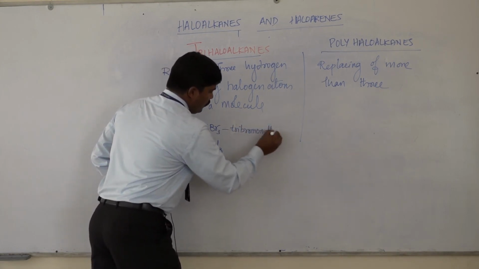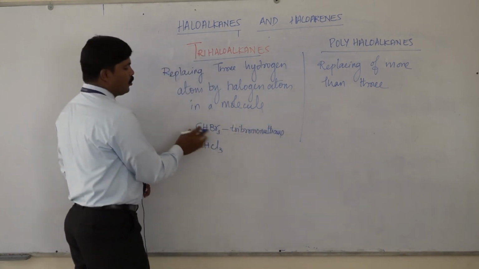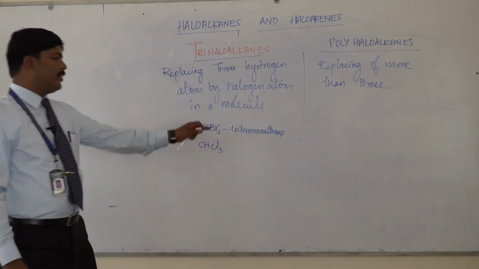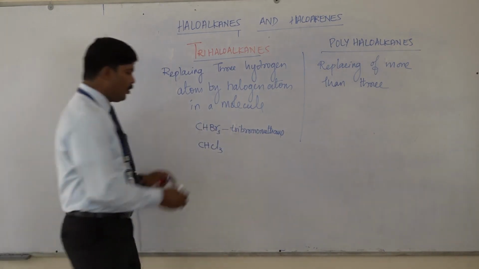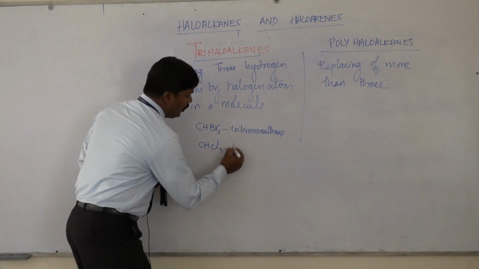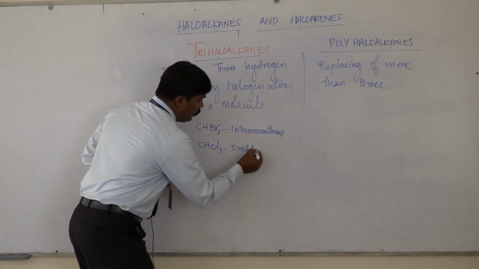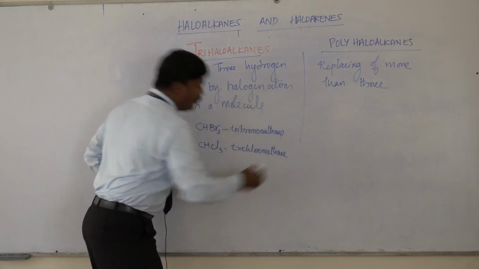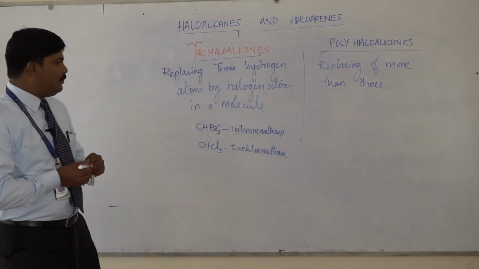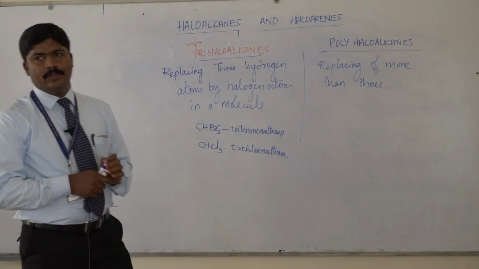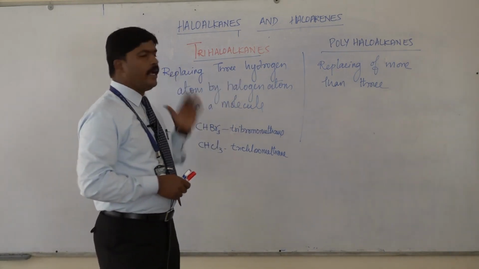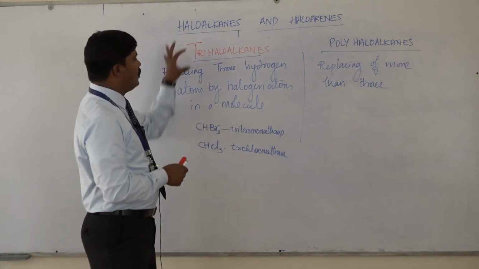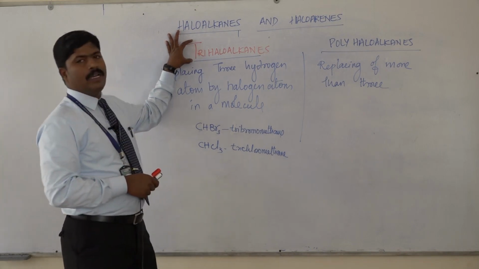The IUPAC name is tribromomethane, and the common name for this is bromoform. Now coming to CHCl3, it is called trichloromethane, and of course the common name is chloroform. So here the replacement was of three hydrogen atoms by halogen atoms, so this comes under the category of trihaloalkane.